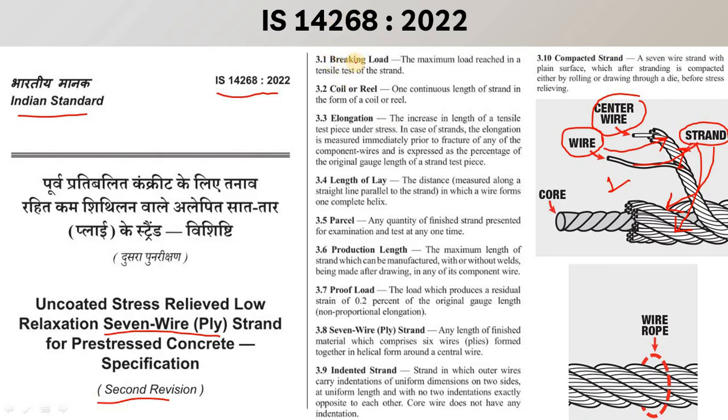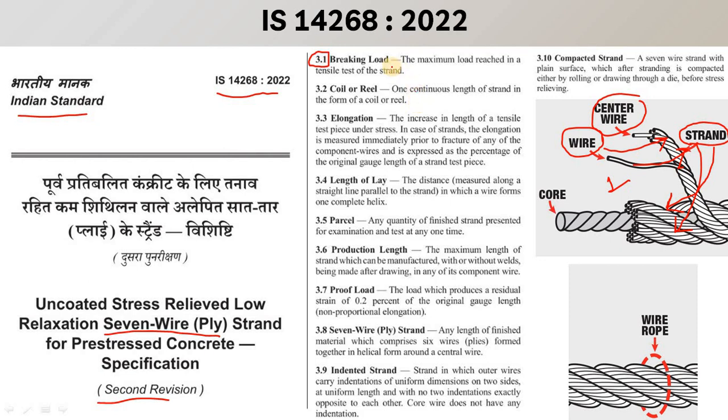Now coming to the terminologies. As per IS 14268 2022, there are some terminologies that are very important to understand before moving forward. The first thing is the breaking load, which is the maximum load reached in the tensile test of the strand. When we perform a tensile strength test on the strand wire, the maximum load at which the strand wire breaks is known as the breaking load.